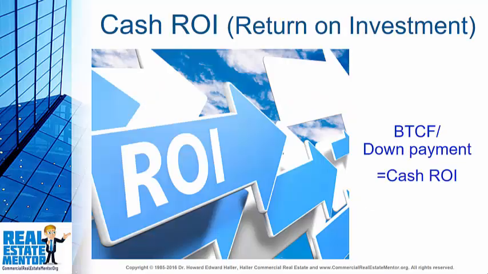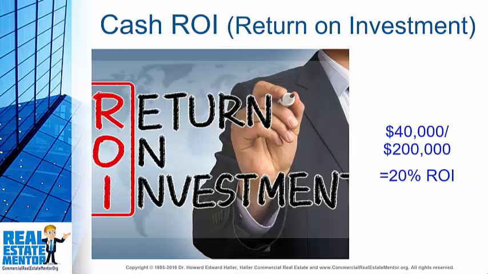If we take the before tax cash flow and divide it by the down payment, we're going to get the cash ROI. Cash ROI is nothing more or less than taking, let's say we have a $40,000 income, and we divide it by our down payment of $200,000. That equals a 20% ROI. We're making $40,000 on our $200,000 purchase. 20% ROI.